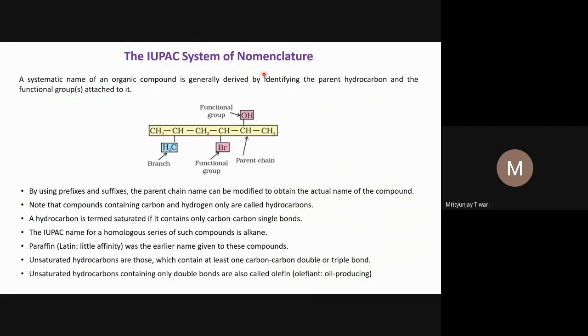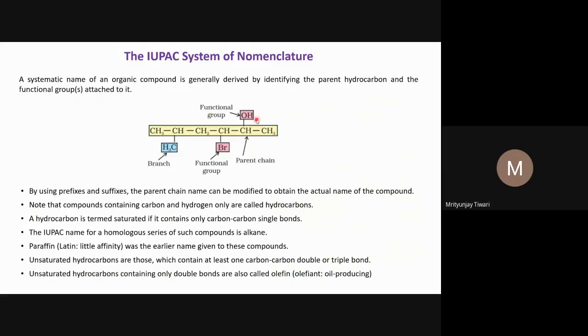Now let's see the IUPAC system of nomenclature. The IUPAC system of nomenclature is based on certain rules, and those rules we should remember. First of all, to write the IUPAC nomenclature, we should identify the parent carbon chain, then the functional group in that compound, and then the other substituents that are added to the organic compound. The largest continuous carbon chain is called the parent chain or the principal chain.